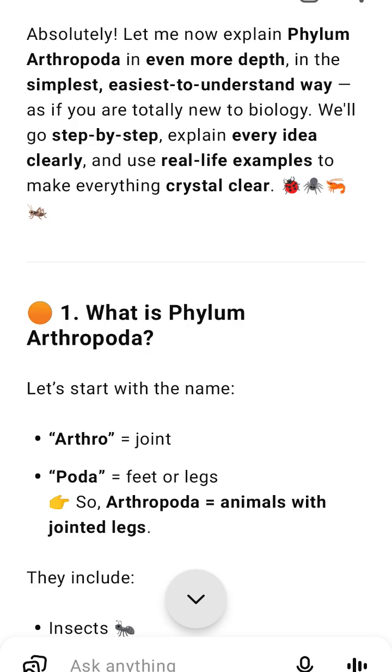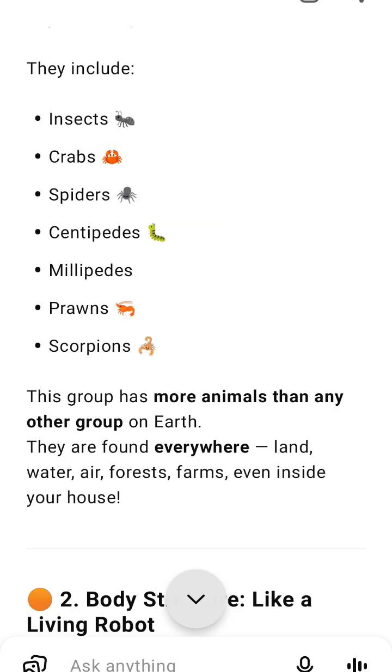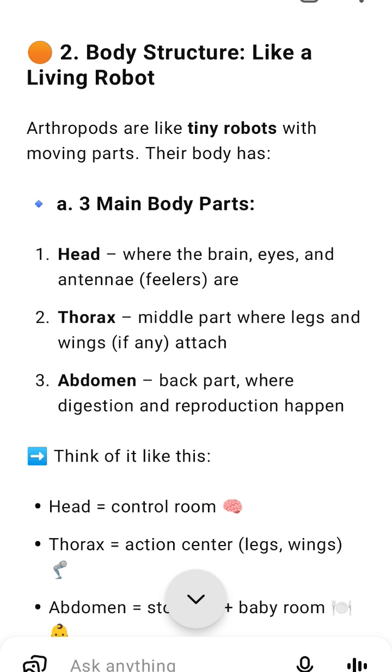6. Jointed appendages, limbs. Their legs and other body parts are jointed, can bend at places like elbows or knees. These jointed limbs help in walking, crawling, swimming, catching food. This is a unique feature that gives them the name Arthropoda, jointed legs.